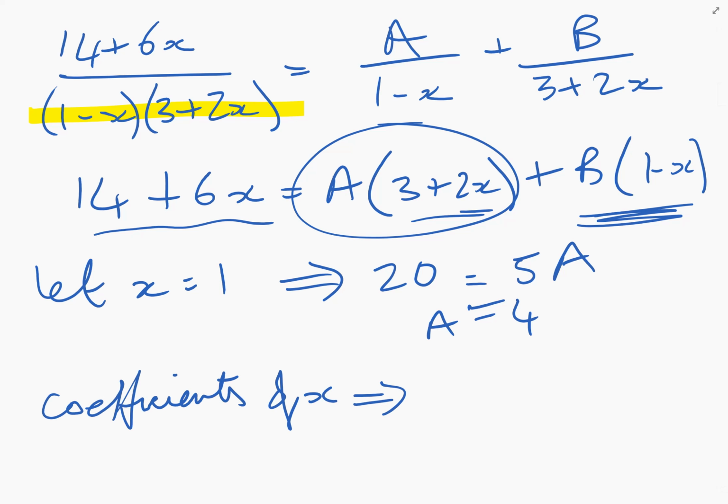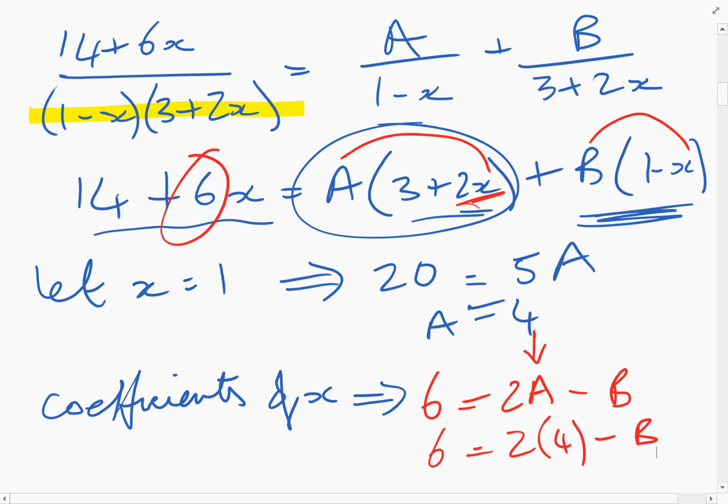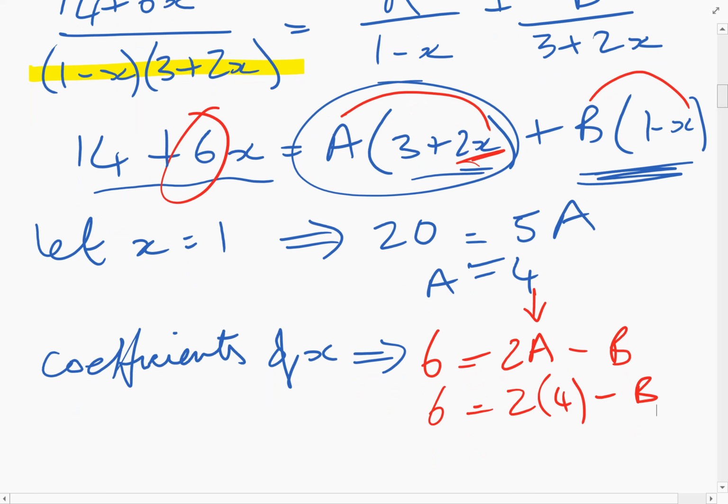So on the left hand side, the only coefficient of x is a 6. On the right hand side, the only things that are going to give you something x are a times 2x, so that will give us a 2a, and the only thing that will give us a coefficient of x over here is b times minus x, so that will give us minus b. So these are the coefficients of x if we were to expand out the right hand side. And since we know that a equals 4 from above, then we've got 2 times 4 minus b. So 8 minus b equals 6, so b has got to equal plus 2.